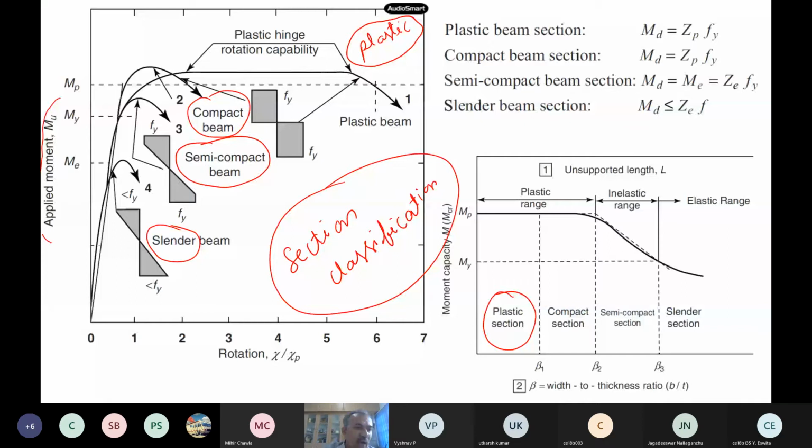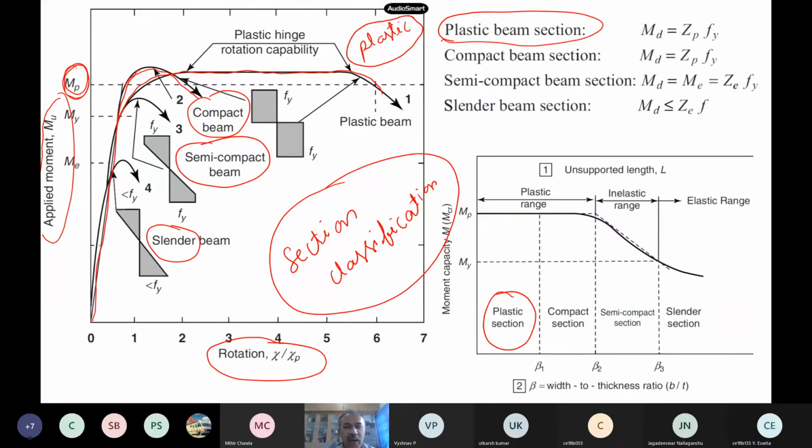See the figure here. So you have a moment versus rotation. What is happening to the plastic section? Moment is constant. So it reaches your MP, that is the plastic moment, it remains, and then it can hold for some amount of time itself. So this we call the plastic action. Then compact section means it goes up to this one, but it will not have a rotational capacity, and then it just collapses.